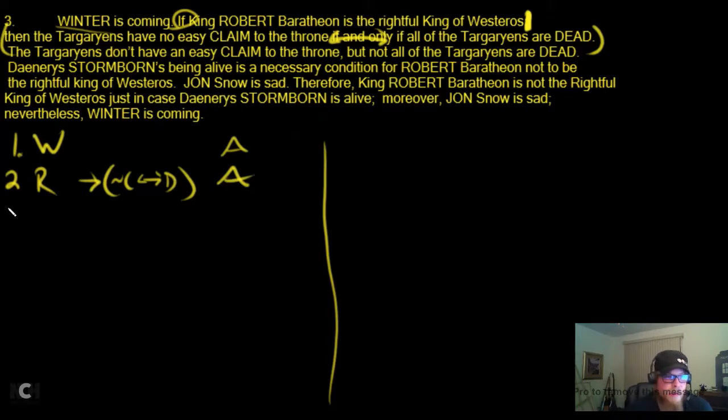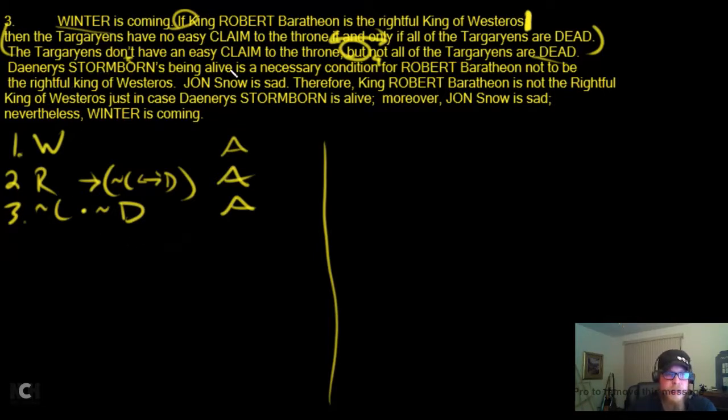Okay, assumption number 3. The Targaryens don't, that's a negation there, have an easy claim to the throne, but, that means and, not all of the Targaryens are dead. So they don't have an easy claim to the throne, but they're not all dead. That not, there's a negation there too. That's assumption number 3.